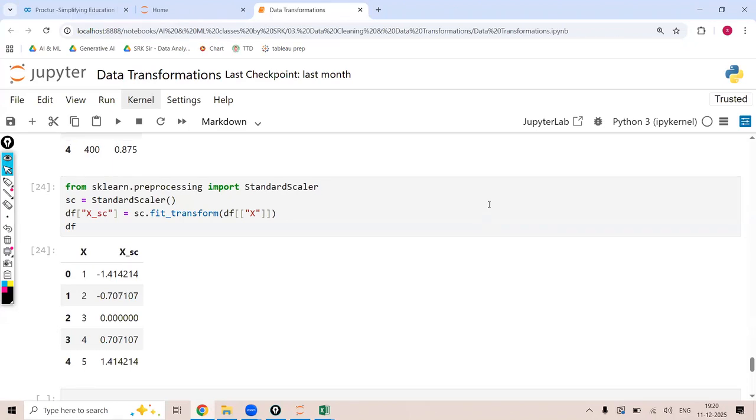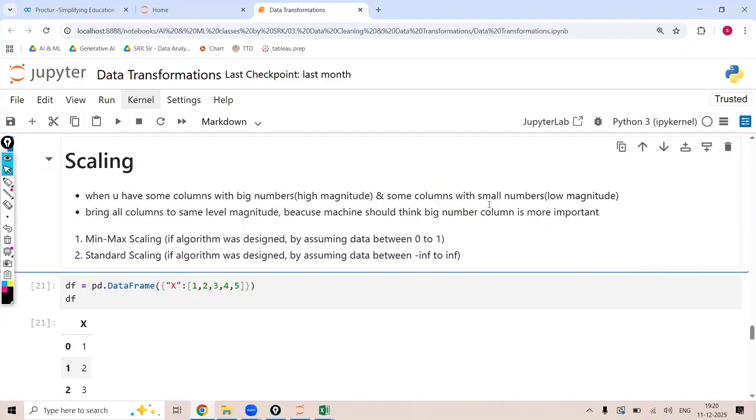Now the same way here also, every algorithm is not the same. One machine learning algorithm was designed, miss, by assuming some data. Every algorithm has to assume some data and based on that it has to be designed. So some of the algorithms are designed by assuming the data between 0 to 1. For those algorithms, what do we have to apply? Min-max scaling. Because we have to provide our entire data between 0 to 1 only.